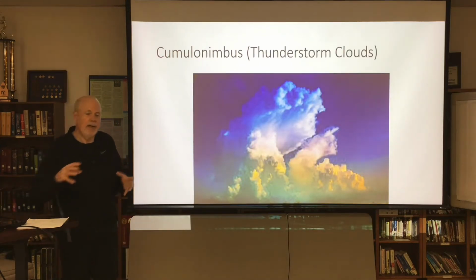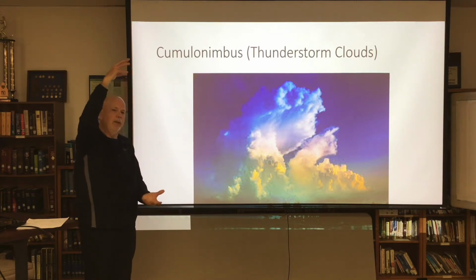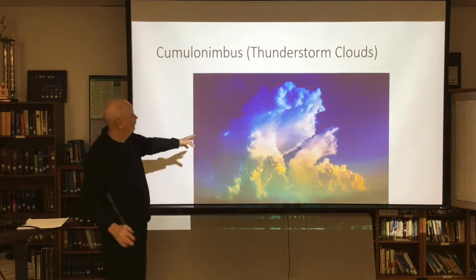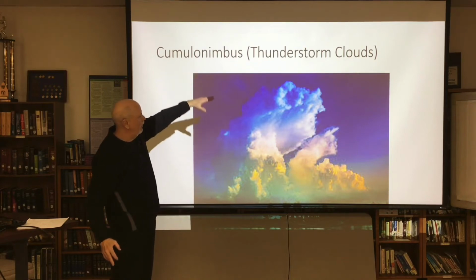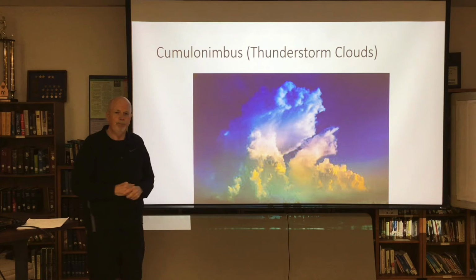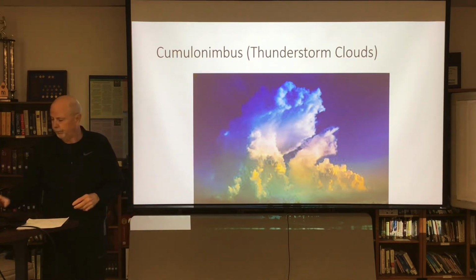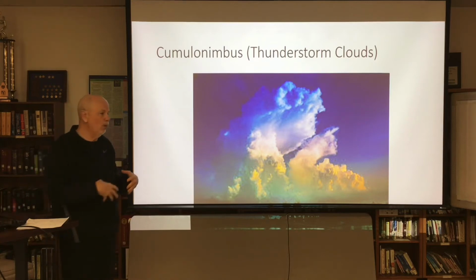Now sometimes these cumulus clouds get to be even bigger and bigger and bigger, and sometimes when they get really high up in the air, that means that we might have a rainstorm or even a thunderstorm. Those are called cumulonimbus, or thunderstorm clouds. We'll probably see more of those here in springtime now as the weather gets a little bit warmer.